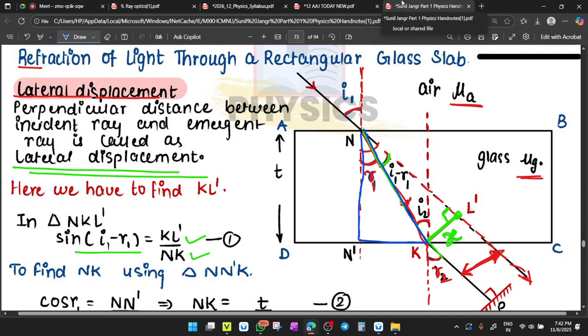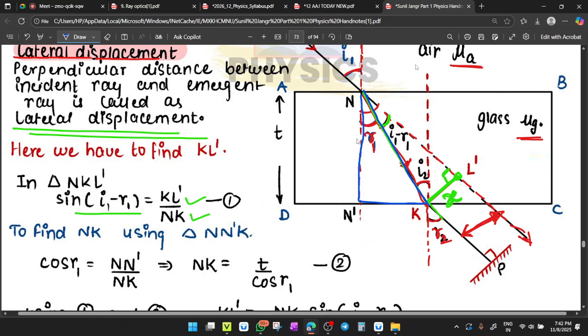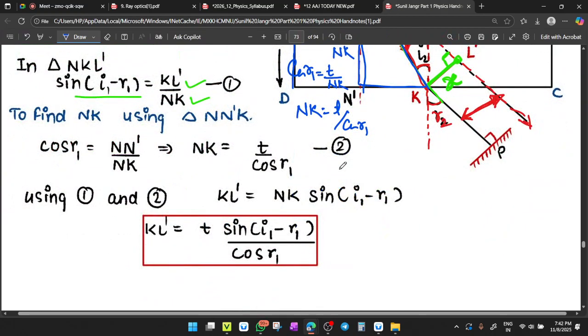Okay. So in this triangle, take cos theta. So cos R1 equals base upon hypotenuse. For this angle, the base is N dash and S, and the hypotenuse becomes what? This NK. Now, N dash is what? It is the thickness of the glass slab. So N dash becomes T. So you can write cos R1 equals T upon NK. Clear or not clear? T upon NK. So make NK the subject. So NK equals T upon cos R1. So now this is NK: NK equals T upon cos R1.